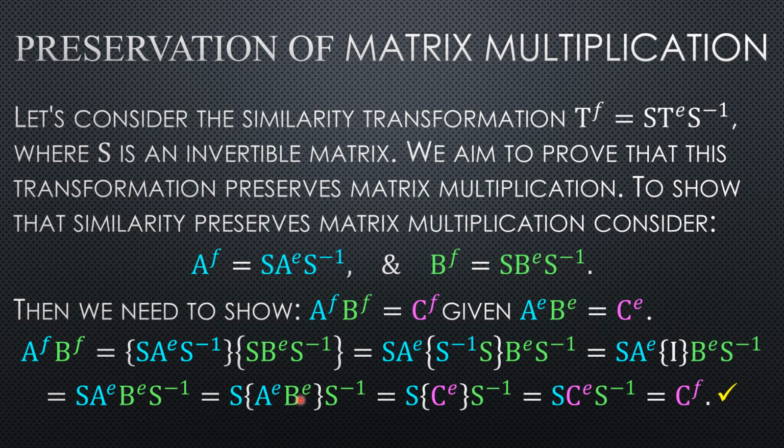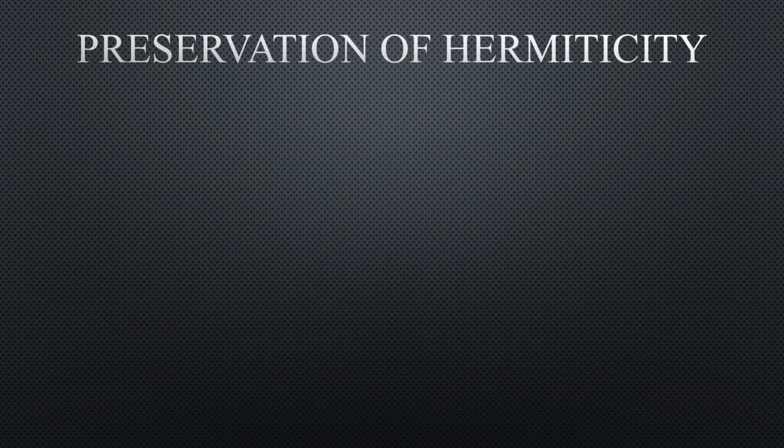But again, associativity, we can look at AE BE as the product first. Because of our statement of the matrix product, that gives us CE. Then CE is in the middle of S and S inverse, so that is the definition of the transform. So we get out the CF matrix that we wanted and prove that preservation of multiplication does indeed occur. This equality demonstrates that the product of transformed matrices is equivalent to the transformation of the product of the original matrices. Thus, the preservation of multiplication under similarity transforms holds and we're good to go. Very important.